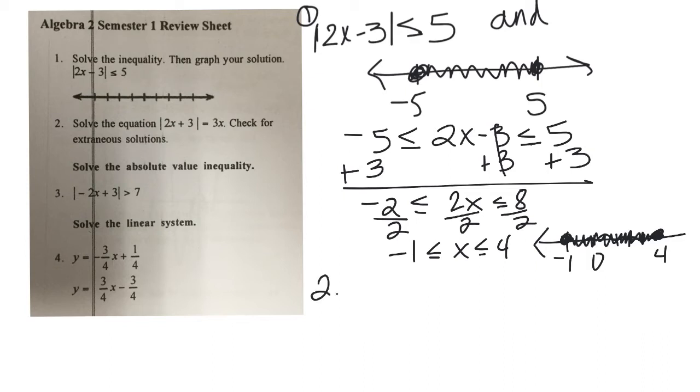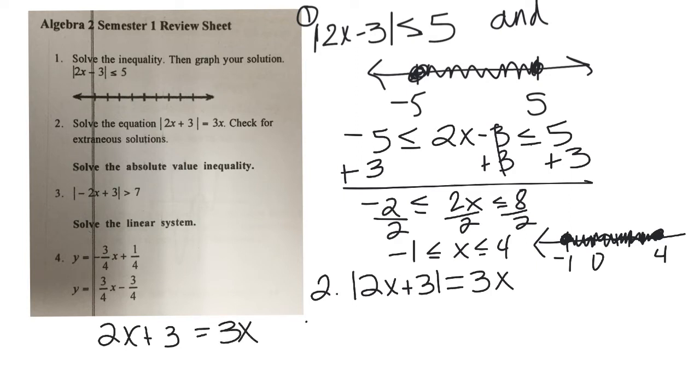Number 2 says solve the equation absolute value of 2x plus 3 equals 3x and check for extraneous solutions. So extraneous solution happens when we get a negative and the absolute value equal to a negative, so we'll check that in the end. So we have to write two equations because 2x plus 3 could equal positive 3x, and 2x plus 3 could equal negative 3x.